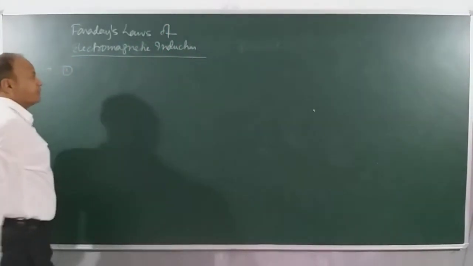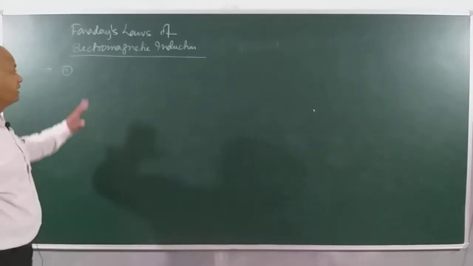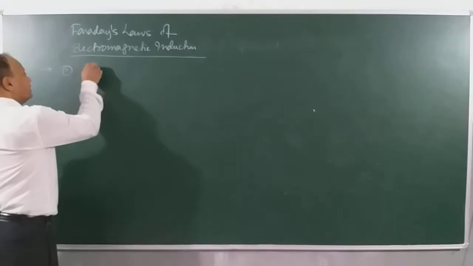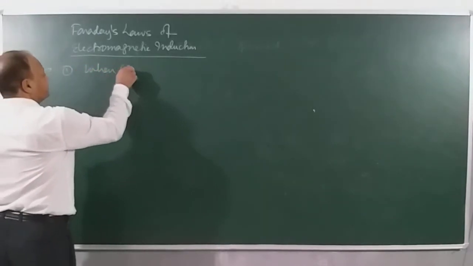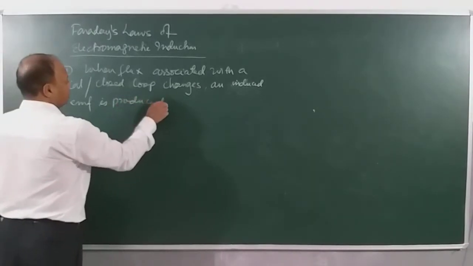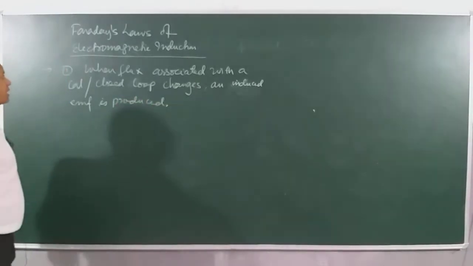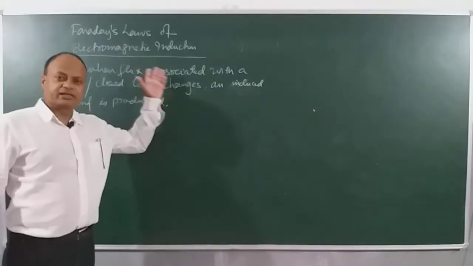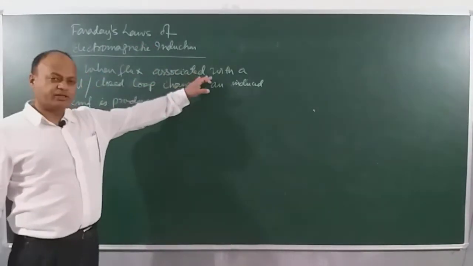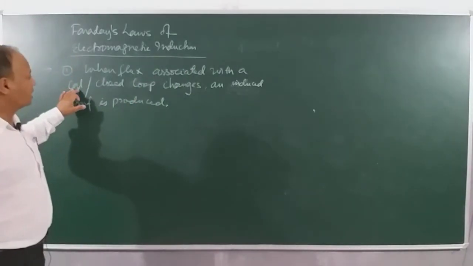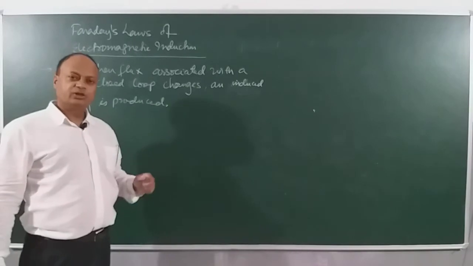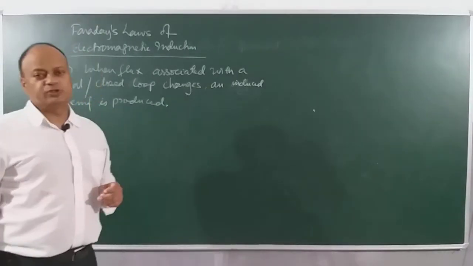So, Faraday's laws of electromagnetic induction. Now these laws are very important for you. There are 2 laws. Children, we are discussing now Faraday's laws of electromagnetic induction. The first law says when flux associated with a coil or a closed loop changes, an induced EMF is produced.